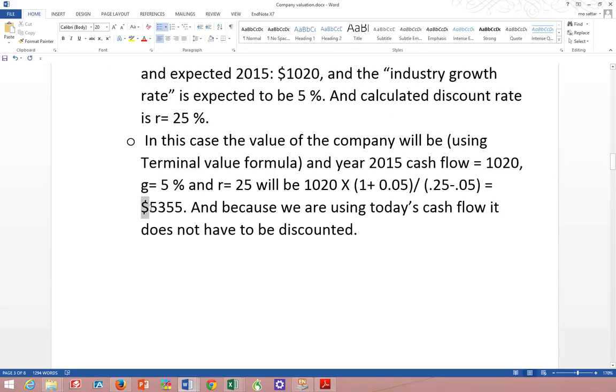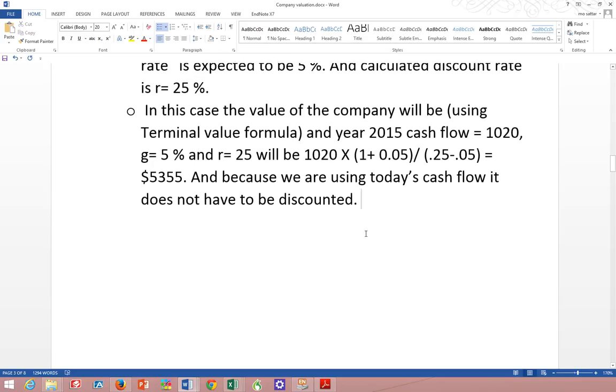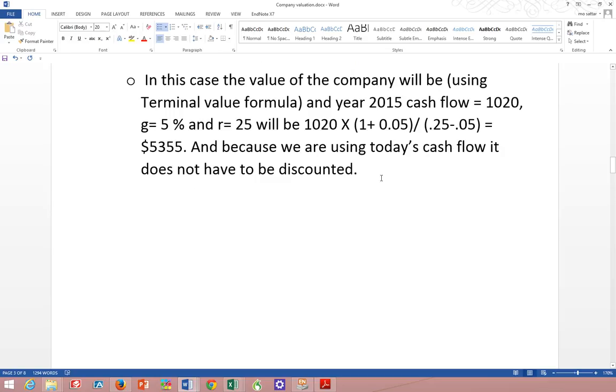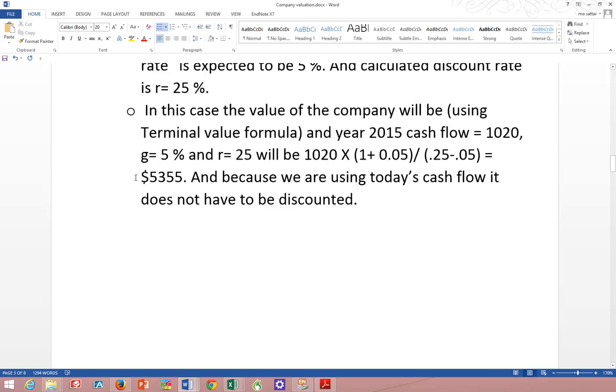So now if we do the calculation using the terminal value formula, we will get that this company's enterprise value is 5355. Again, all I'm doing is using the R of 25%, G of 5%, and the cash flow in this case is 1020, which is the current estimate for the current year. Because we're using today's cash flow, which is 2015, we don't have to discount it. So in that case, the value of the enterprise will be 5335. Okay.